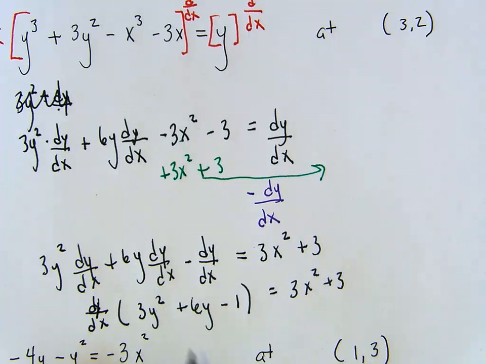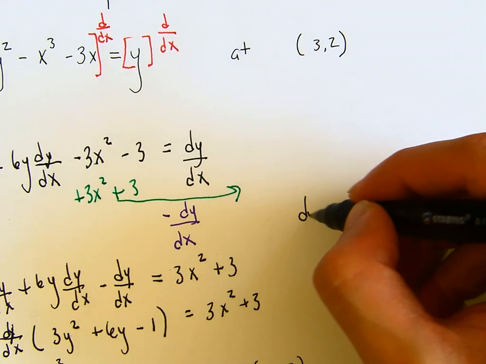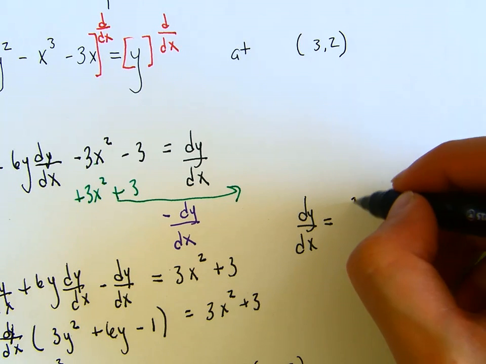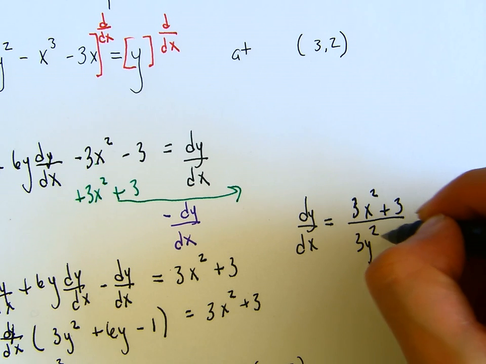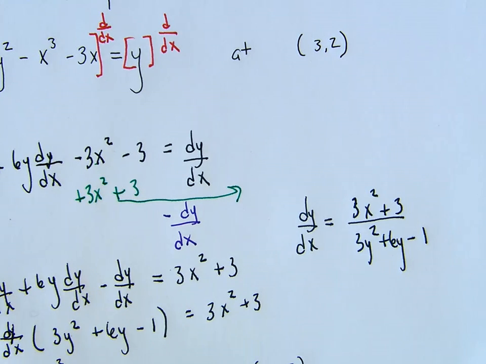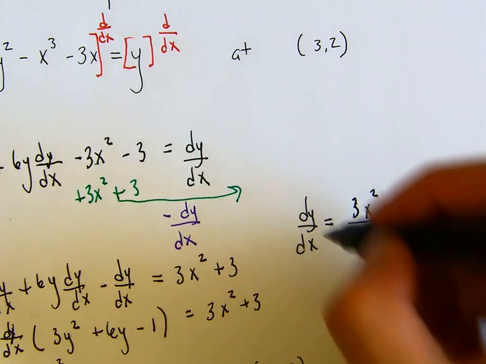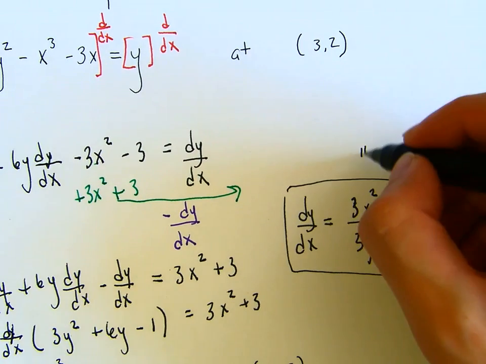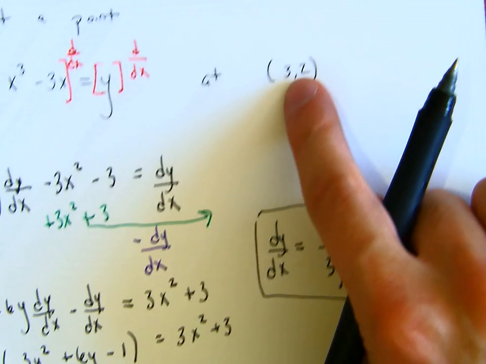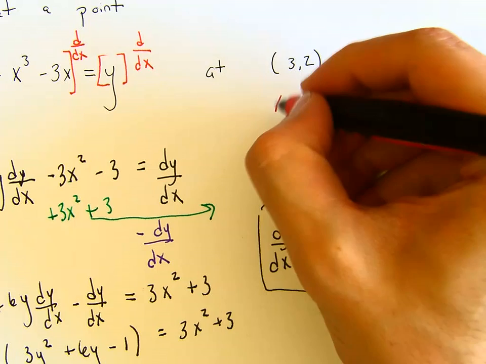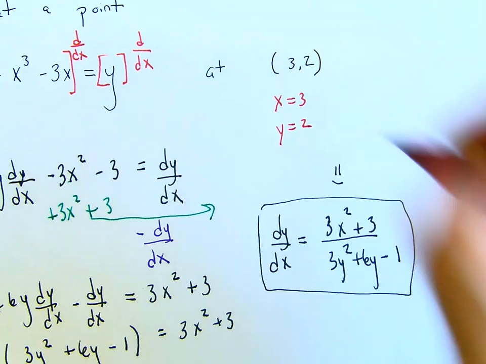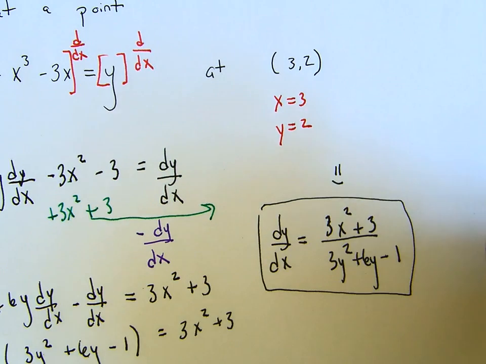And then now, what do we do? We just divide both sides by 3y squared plus 6y minus 1. So you should get dy dx is equal to 3x squared plus 3 over 3y squared plus 6y minus 1. And now once you have this, this is very good. But then the idea is we're going to plug in the point (3, 2). So we know that x is equal to 3 and y is equal to 2. So all we need to do is just plug in these two numbers.